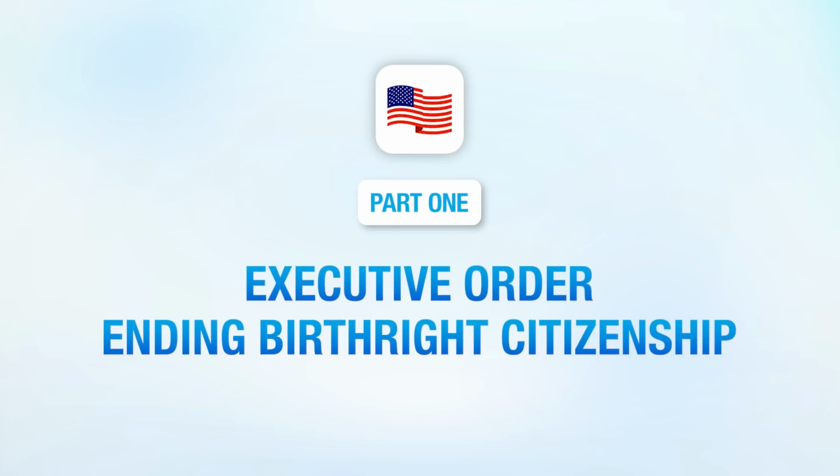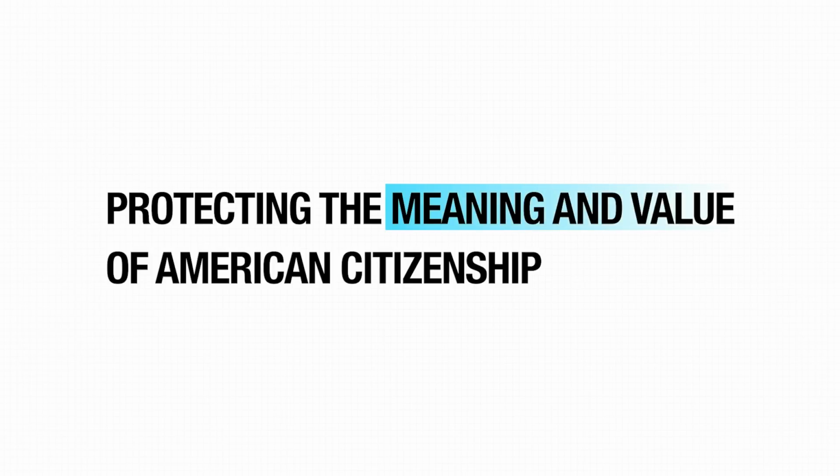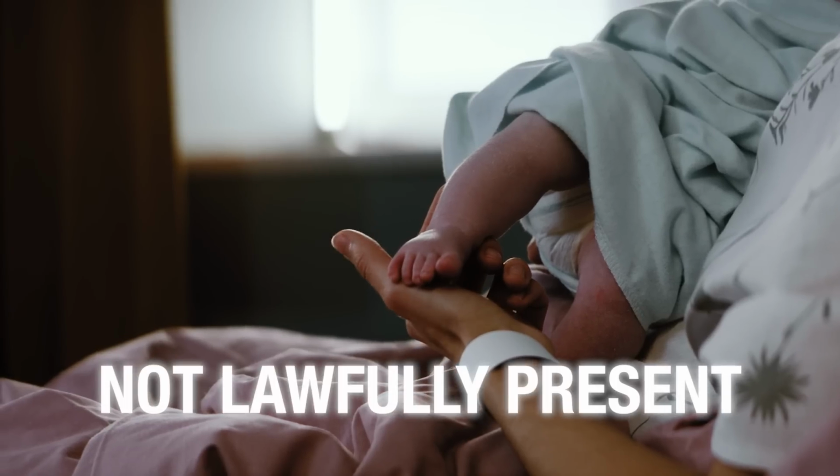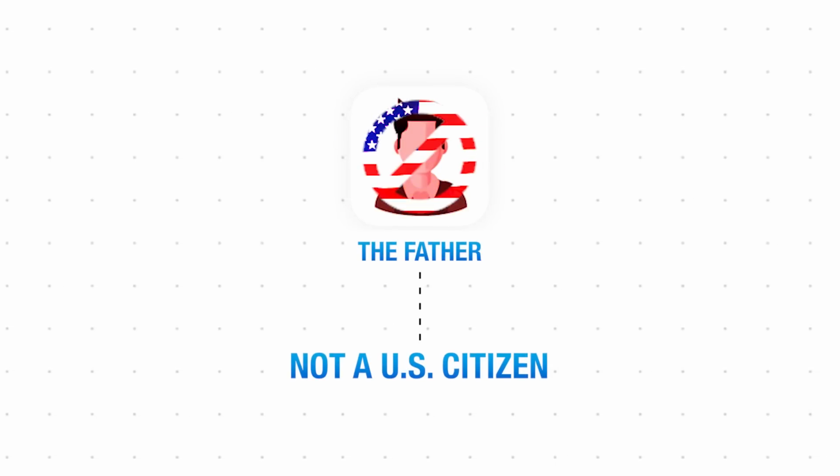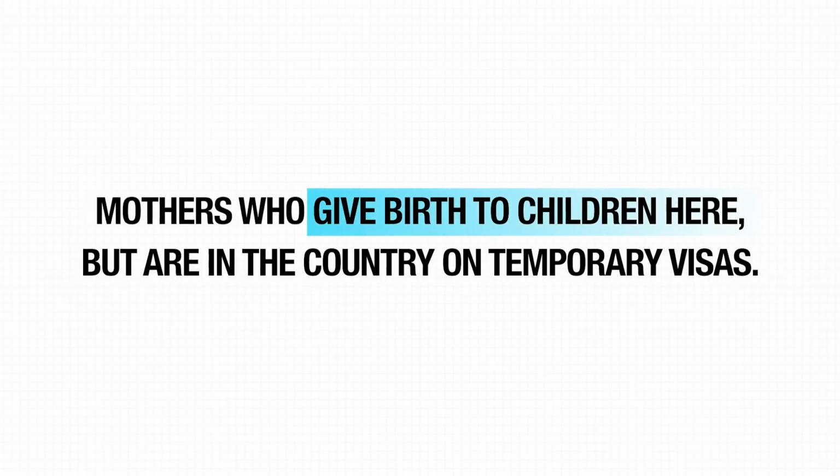The executive action that has been raising a lot of concern is the executive order ending birthright citizenship. The name of the executive action is Protecting the Meaning and Value of American Citizenship. The order states that U.S. citizenship would not automatically apply to any children who are born in the United States, but who are born to mothers who are not lawfully present or do not have lawful status here in the United States, and the father of the child is not a U.S. citizen. Also, it applies to those who are mothers who give birth to children here, but those mothers are here on temporary visas, like a visitor's visa, the H-1B visa, H-2B visas.